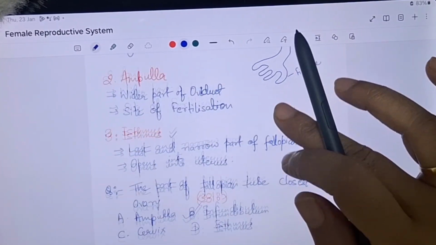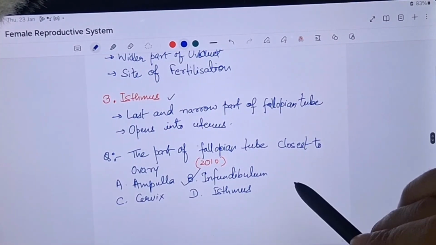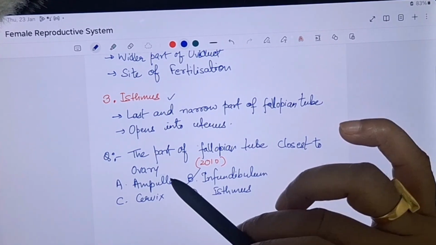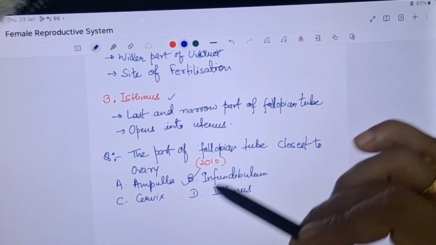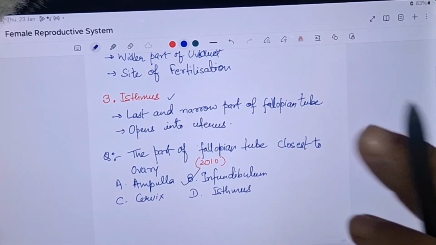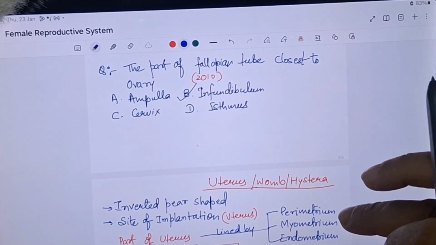Now you can solve a question which was already asked in 2010 NEET. The part of the fallopian tube which is closest to the ovary, definitely you will be able to answer, it's the infundibulum.